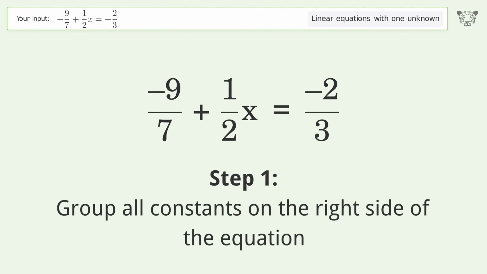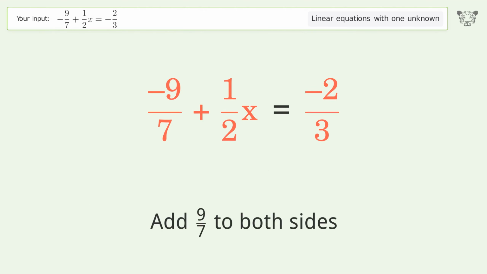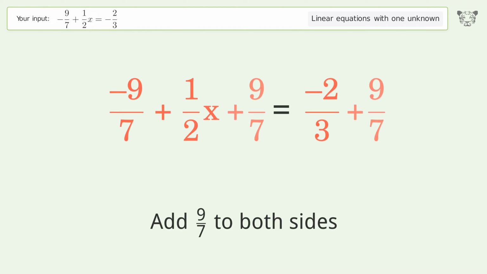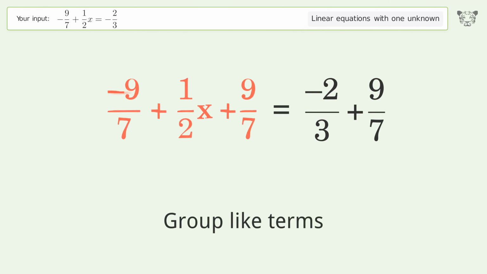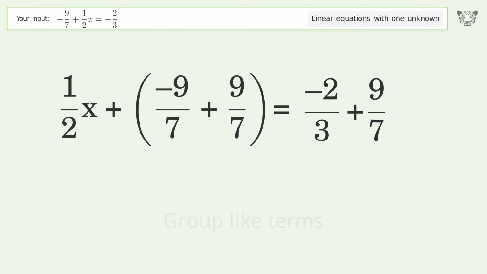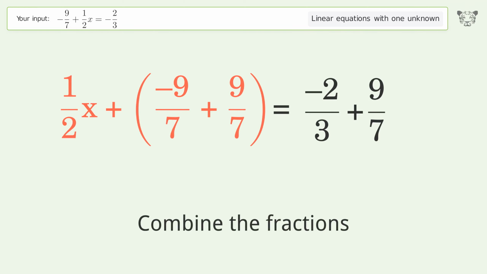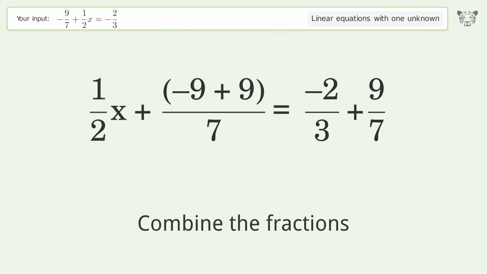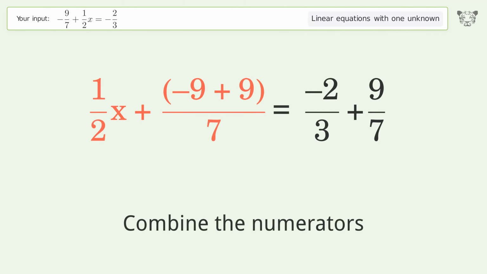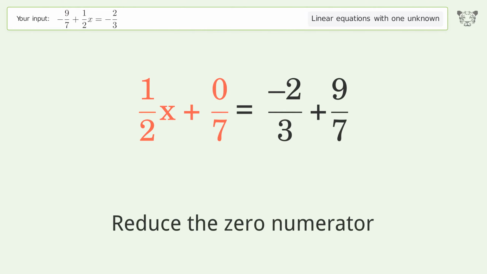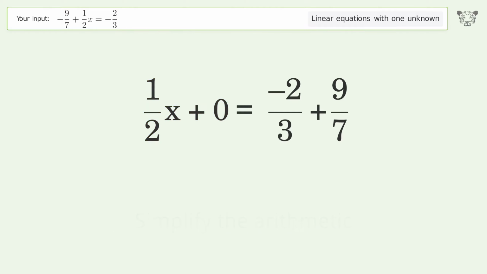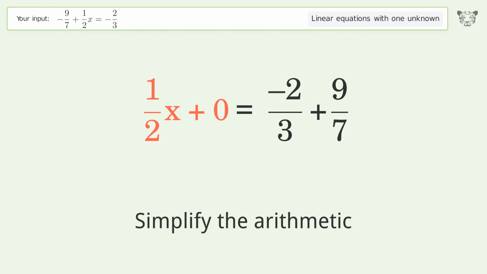Group all constants on the right side of the equation. Add 9/7 to both sides. Group like terms. Combine the fractions. Combine the numerators. Reduce the zero numerator. Simplify the arithmetic.